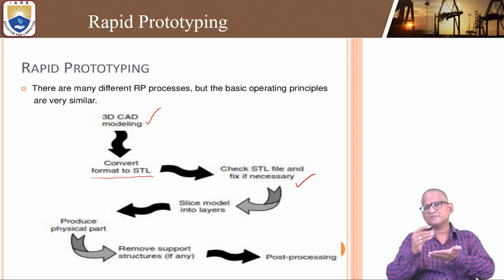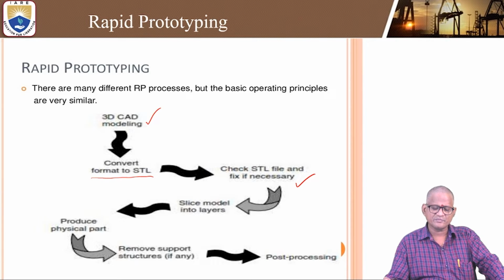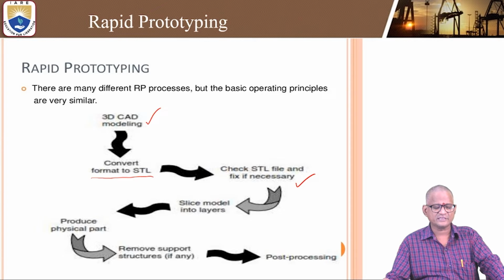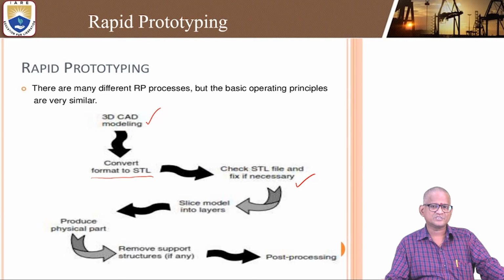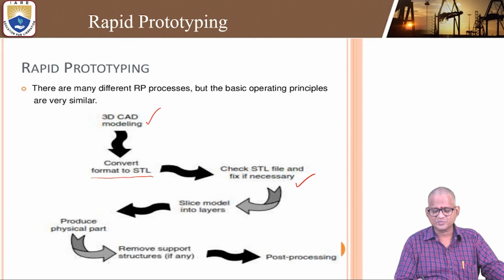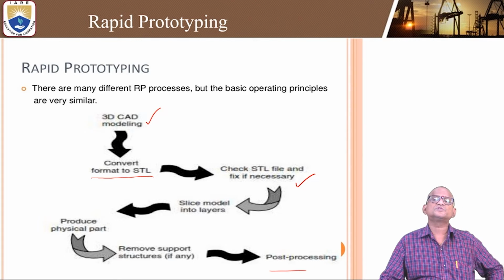Okay, so layer by layer, how we are able to perform that is the principle of slicing the model into layers and producing the physical part. How do you produce the physical part? Removing support structures and post processing. So before getting a final product, we should do the post processing.